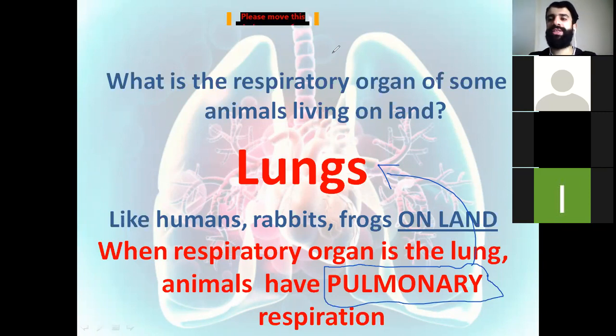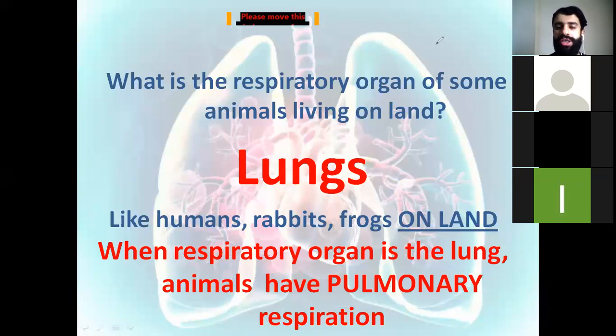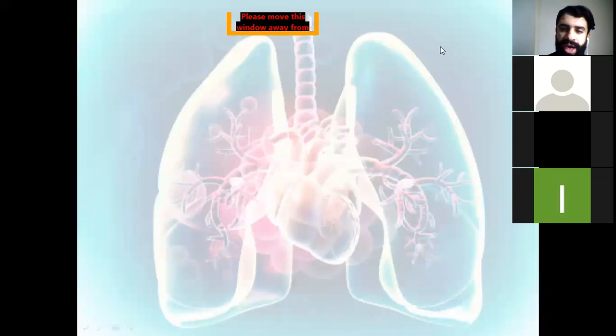For example, humans or rabbits are classified as mammals. We have, for example, lungs, so we have pulmonary respiration. So this is the first type of respiration. Whenever we have the lungs as respiratory organ, it's called pulmonary respiration. So let's move now to other types.